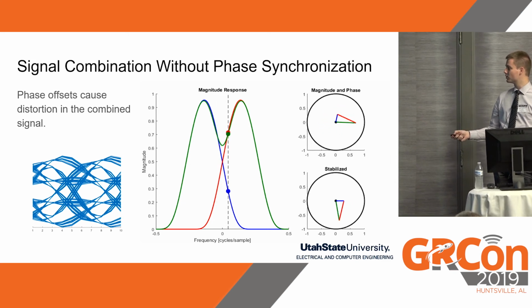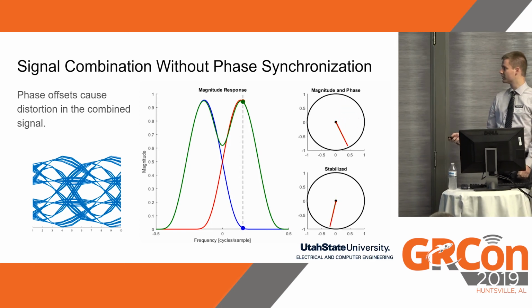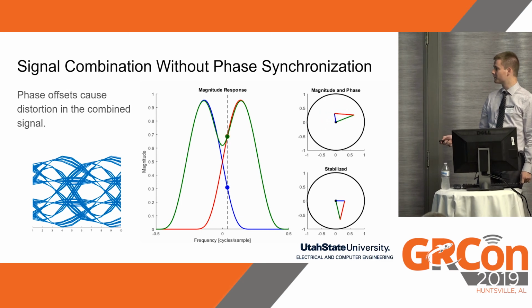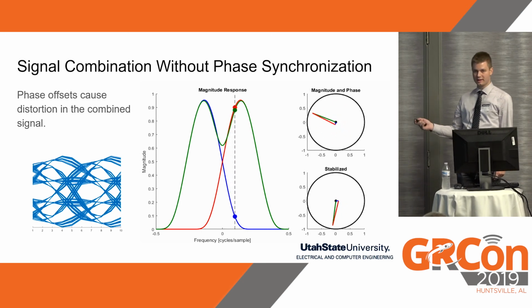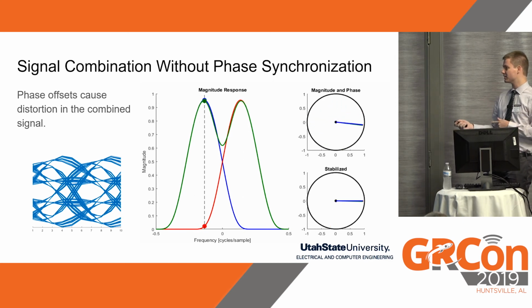The phase of the green filter starts at the phase, or the angle, of the blue one, as we see here when it repeats. And then it transitions over the transition region to the phase, or the angle, of the red one. And while it's transitioning, the magnitude there is not using the combined magnitude of the two filters because they're out of phase. So this is an issue.